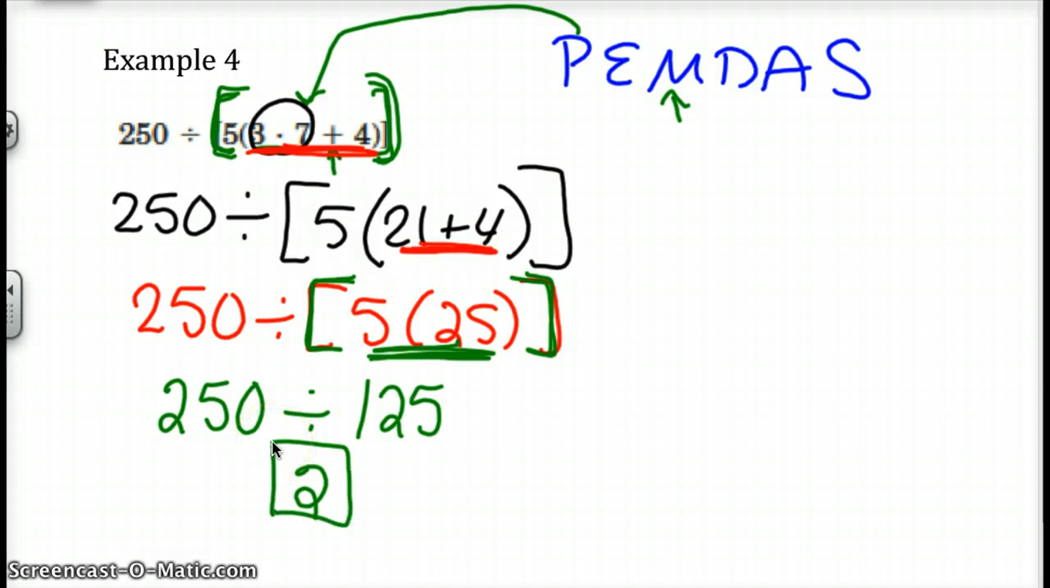So when you have those brackets and those parentheses, you need to go inside there and you need to apply the same order of operations that you do normally.